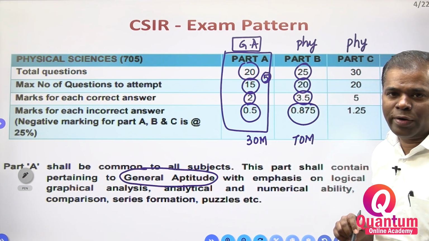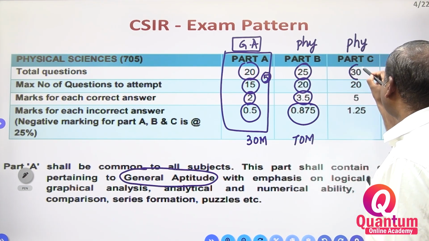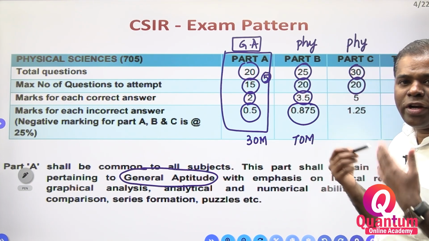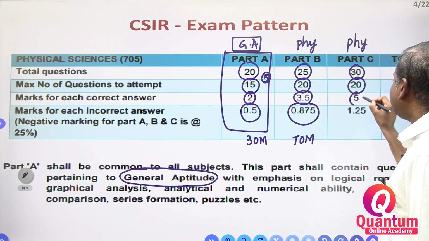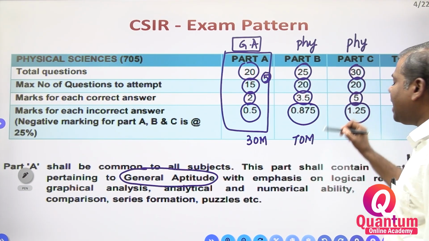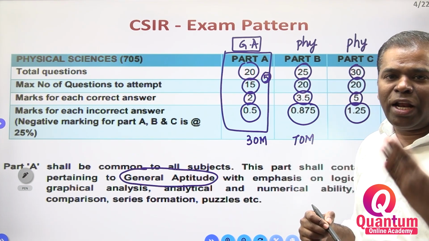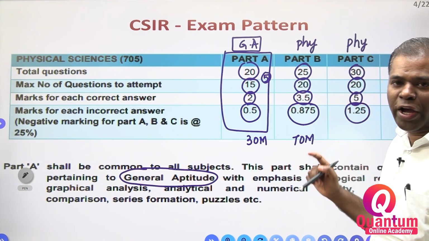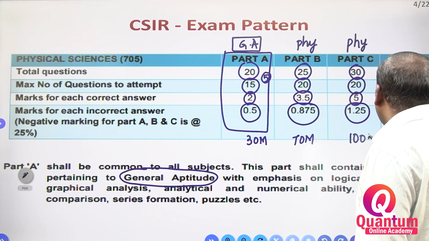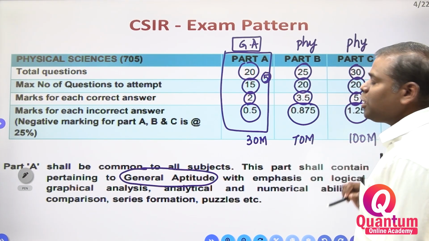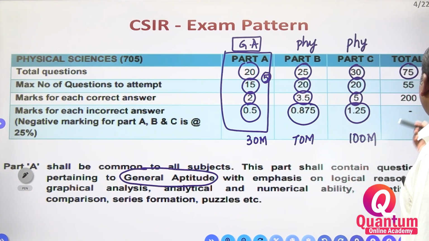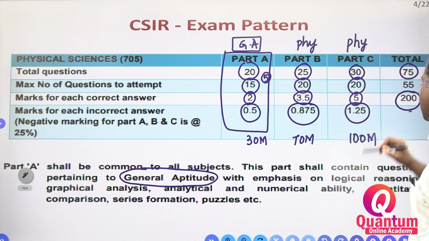Part C, now you have to see. Total 30 questions they will ask. 20 questions you may attempt. Each question carries 5 marks. Each wrong answer loses 1.25 marks. So how many total marks? This is 100 marks for part C. This also belongs to physics only. Total 200 marks is there.